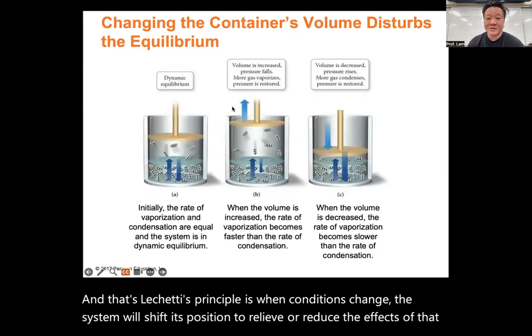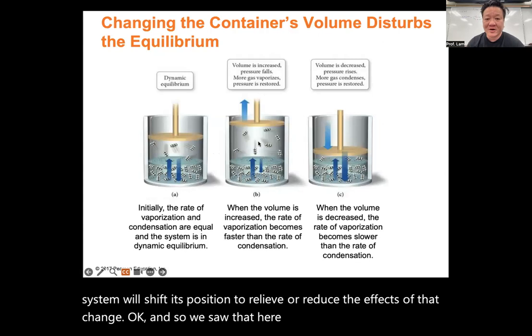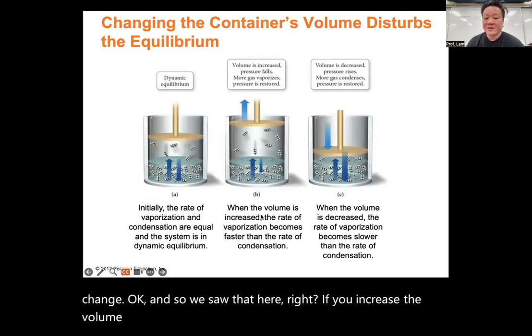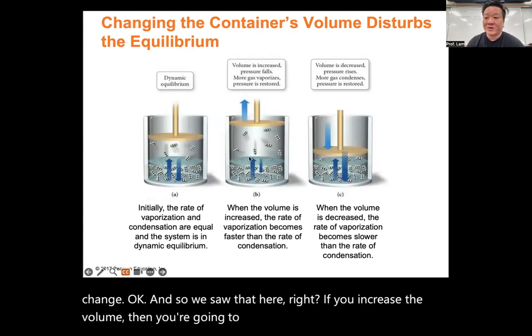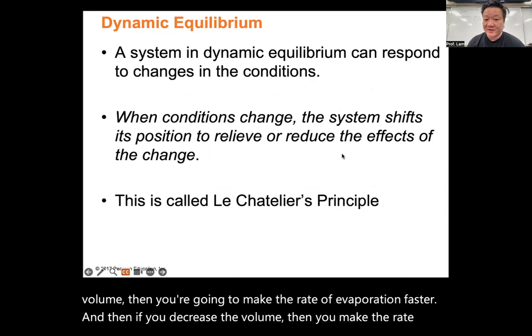Okay, and so we saw that here, right? If you increase the volume, then you make the rate of evaporation faster, and if you decrease the volume, then you make the rate of condensation faster, right?